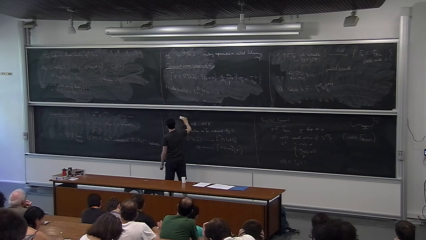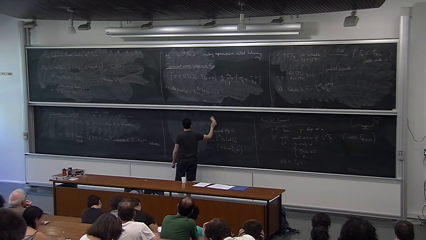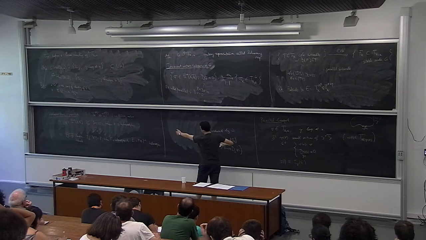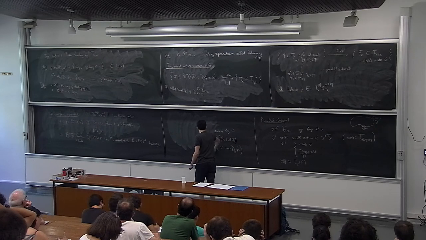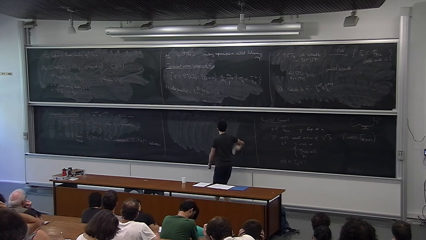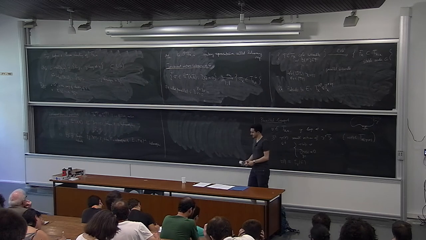Okay, so the proof is very similar. You look at the projection from E to F orthogonal, and you check that the D bar of that projection is 0.